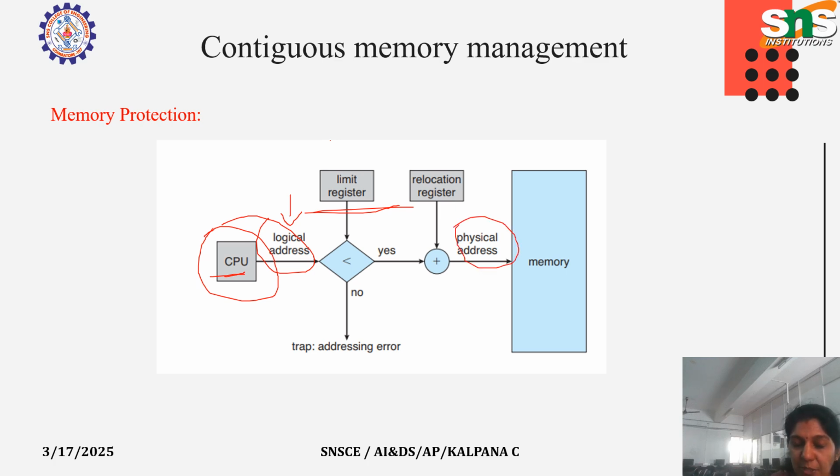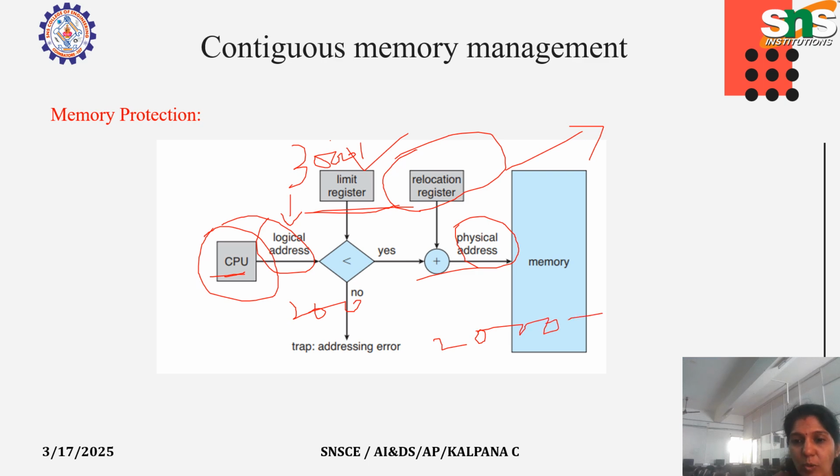So first your CPU generates a logical address, and that is compared with the limit register. Let's say for example the logical address is 200 and the limit set is 3000. So both are compared. If it is less, it is going to be added with the relocation register. This relocation register is nothing but the base address. Let's say the base address, the starting address of the process given by the operating system, is 2000. So this 2000 is added with your 200, which gives 2200. Okay, so this is your physical address.